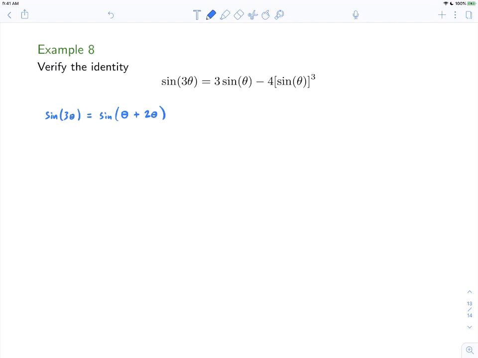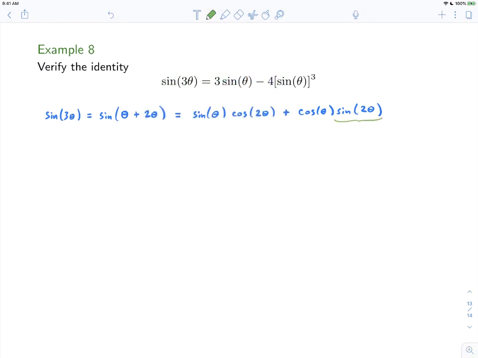So now it's an addition formula. We have the sum of two angles, so we can use the sum formula for sine. So this will be sine of theta times cosine of 2 theta plus cosine of theta times sine of 2 theta. Now we have some thetas here, but we still have a 2 theta here and a 2 theta here. So what we'll do is use the double angle identities on cosine of 2 theta and sine of 2 theta.